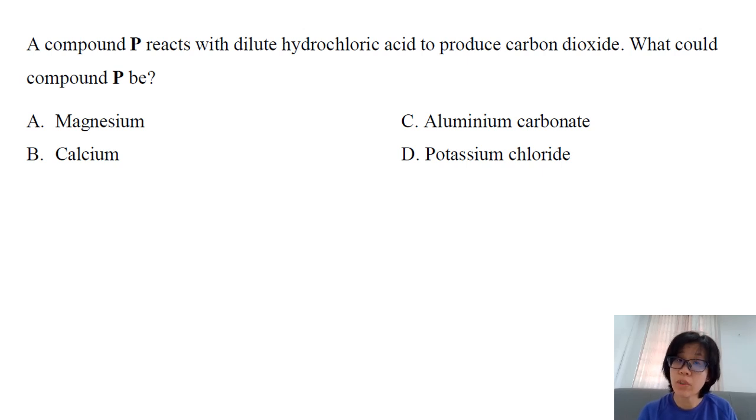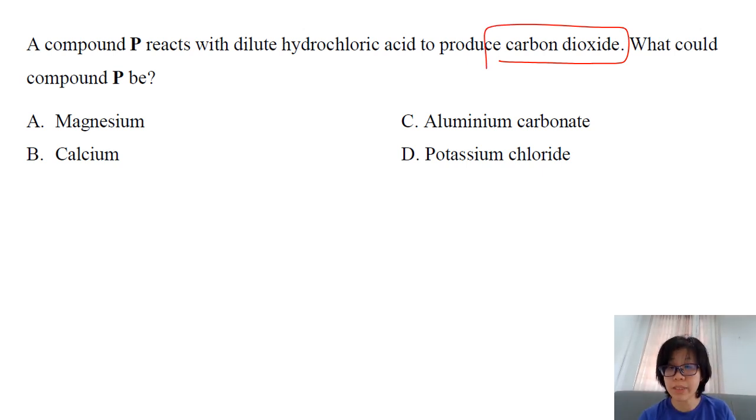So what other questions do we need to know? We have a compound, let's say compound P reacts with hydrochloric acid to produce carbon dioxide. What would the compound be? Just now I asked you all to remember the few general equations that we have.